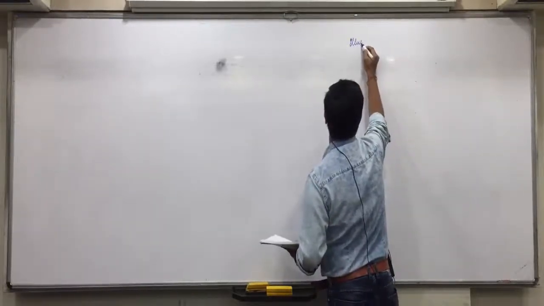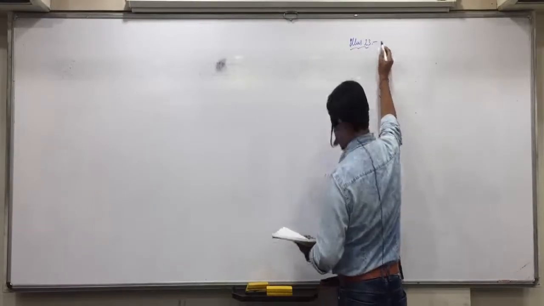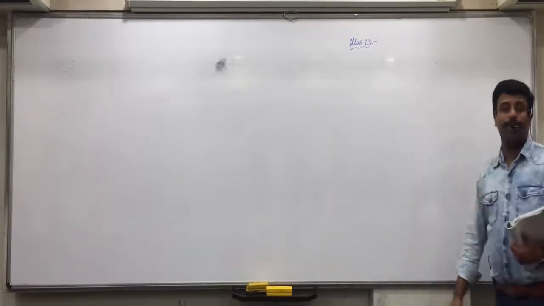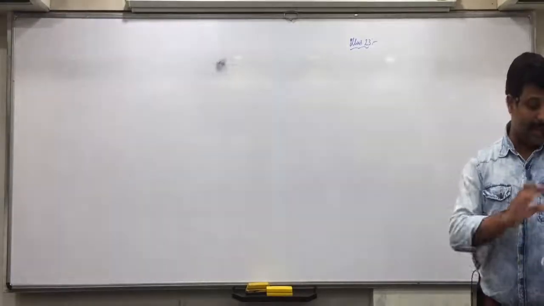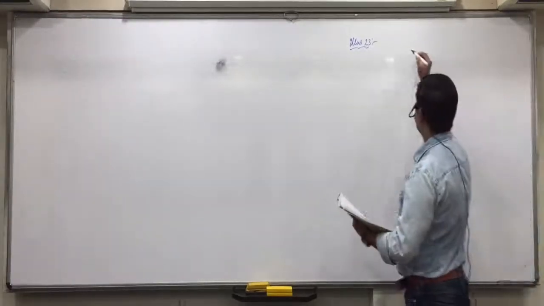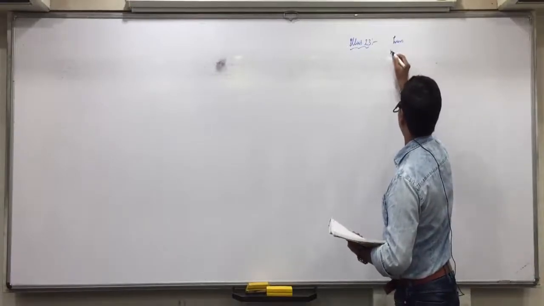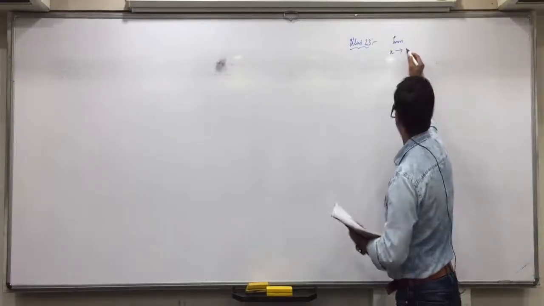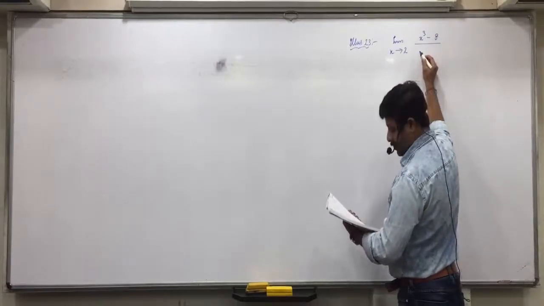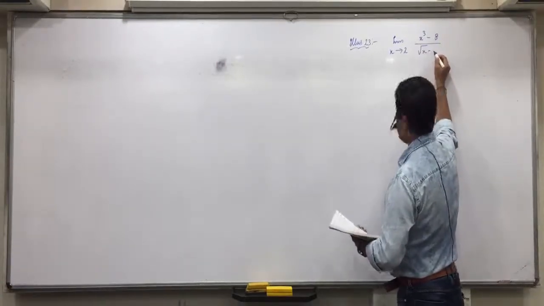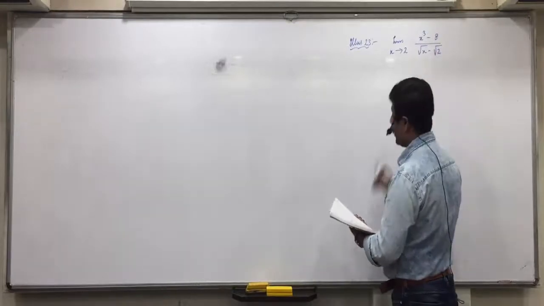Clarify the doubts first. As I told you, that doesn't get solved by this rubbish method. Limit x tends to 2, (x cube minus 8) upon (root of x minus root of 2). Be attentive.